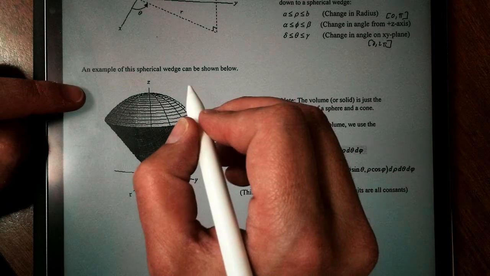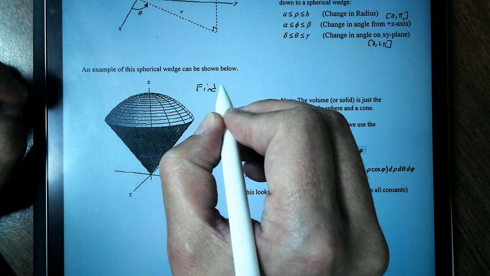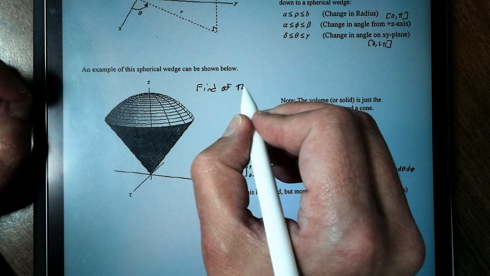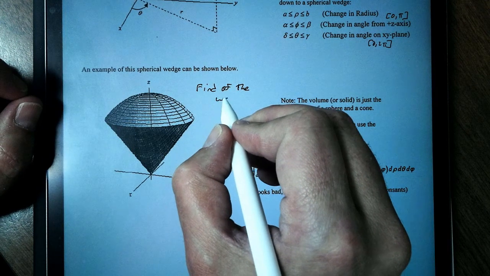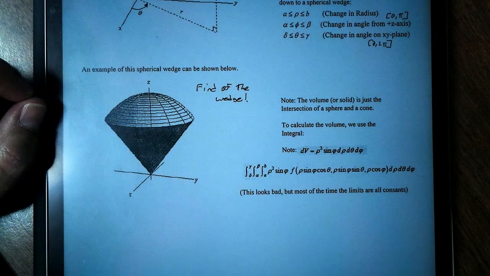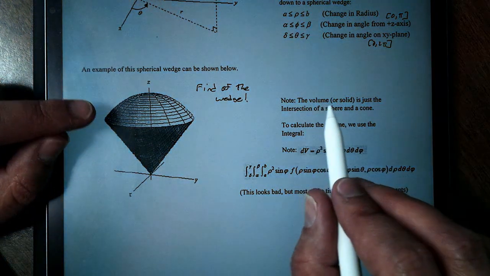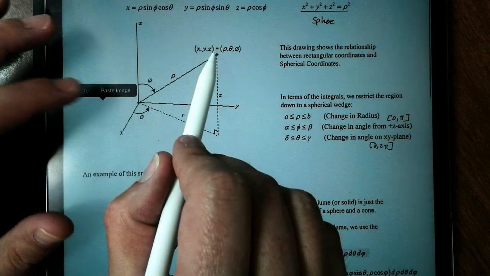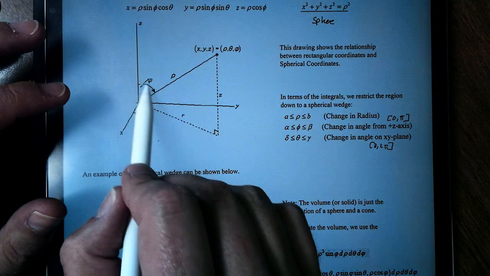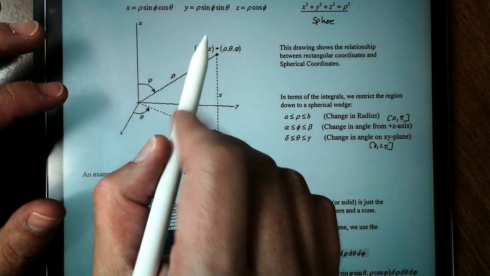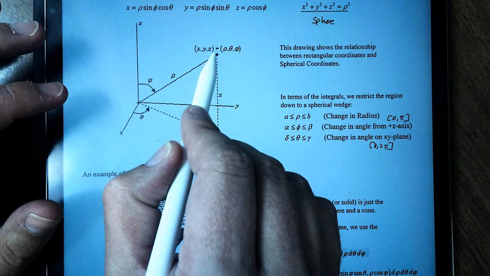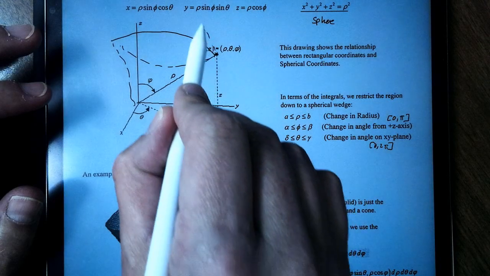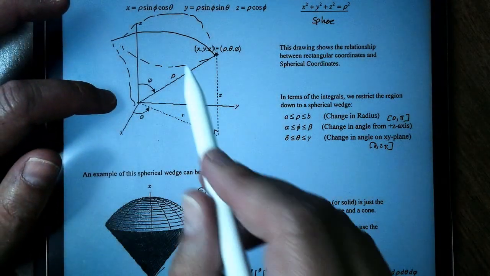So what we're trying to do is find the volume of the wedge. Now I'm going to leave the proof for later on in another video. I don't have enough time for this video, but we will do another video shortly on the proof of the volume for the wedge. Now notice the volume of the solid is just the intersection of a sphere and a cone. So that's kind of like what we have if I were to rotate this up here and revolve that, we would get like an ice cream cone right here.